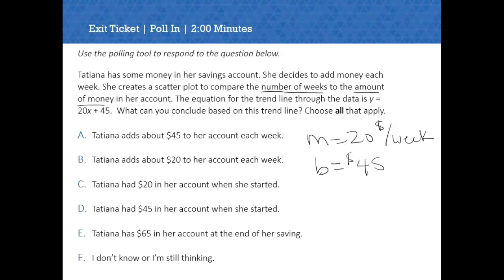So let's look. Does she add 45 each week? Nope, we just said that the rate, what she adds per week, amount of money per week, that's 20. So this is not correct. Tatiana adds about $20 to her account each week. So we see this is a rate, $20 each week.